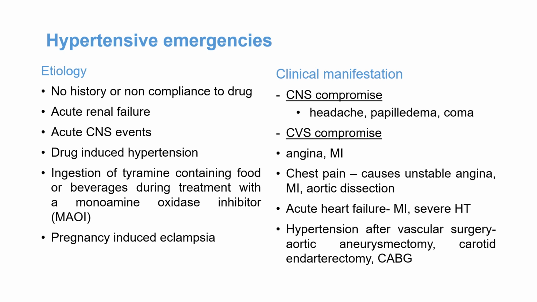The causes of hypertensive emergencies include non-compliance to drugs, acute renal failure, any problem in the central nervous system, some drugs or tyramine containing foods or beverages, and pregnancy-induced eclampsia. Clinical manifestations: the patient may have headache, papilledema, coma, angina, myocardial infarction, chest pain, acute heart failure, hypertension, and any vascular surgery.